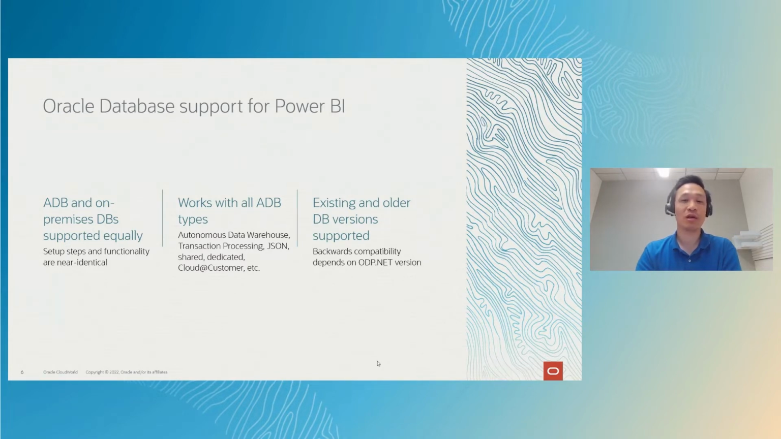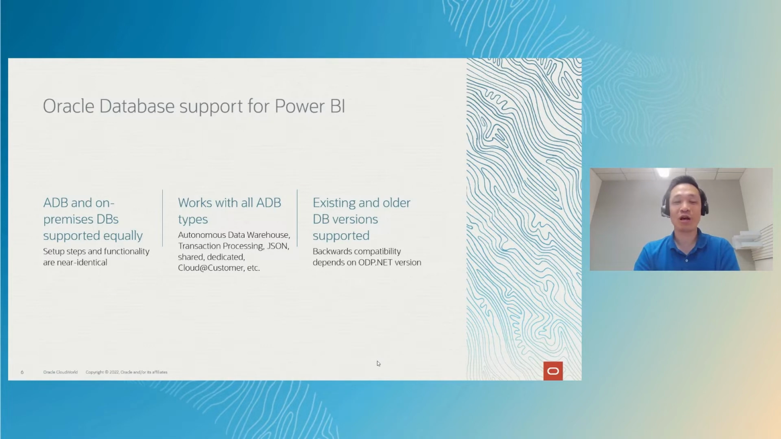but you can also use an autonomous transaction processing database as well as a JSON database, a smaller shared autonomous database, or a dedicated autonomous database, or even a Cloud at Customer autonomous database. Exadata autonomous database is also supported. So any size, any type of autonomous database, it all works the same. So you don't have to worry about that either.